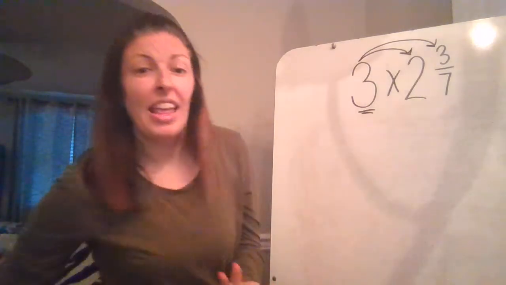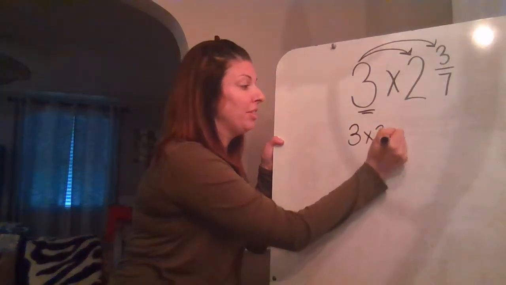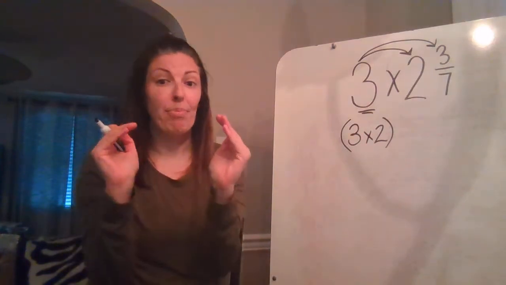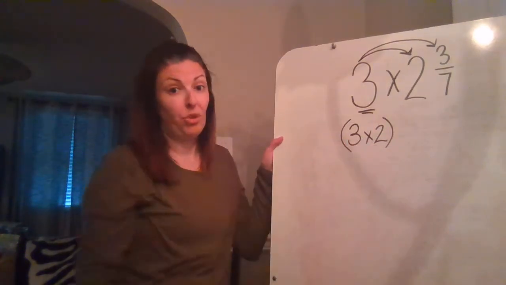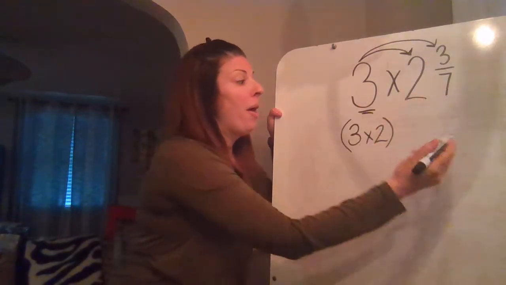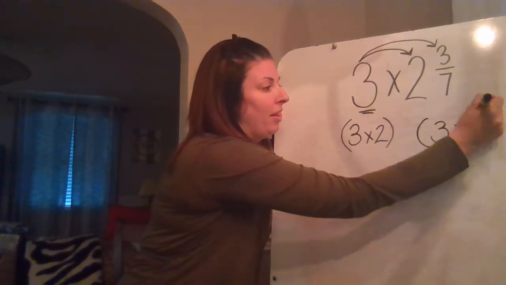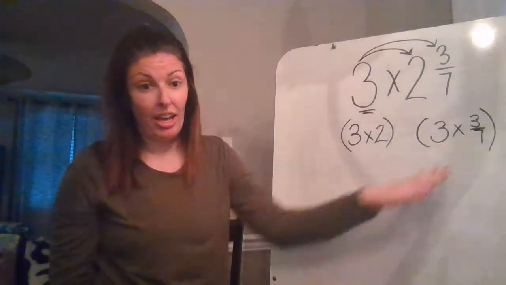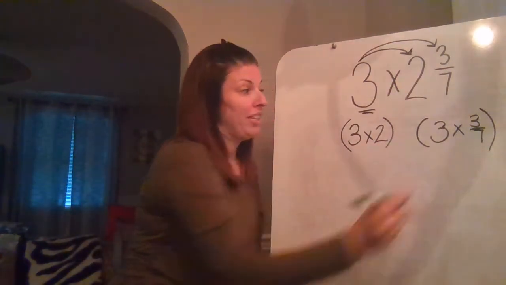So the very first thing that we need to do is take our 3 times our 2 and put them in parentheses, because from what we remember, anything that's inside parentheses goes together. So we want to make sure that we keep this 3 with this 2. Then we also said that we take that 3 and multiply it also by our 3/7. And we keep that in parentheses too to remind us that the 3 and the 3/7 go together. So as you can see, we distributed our 3 with our 2 and our 3/7.